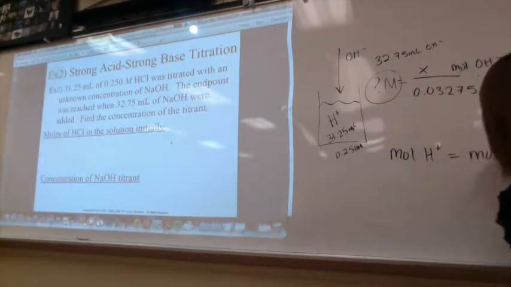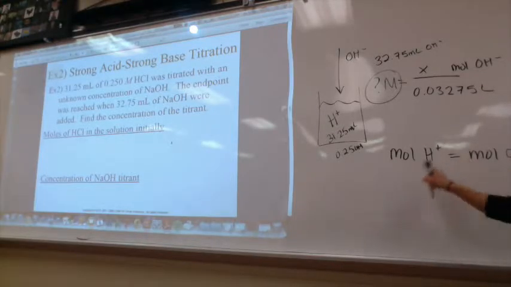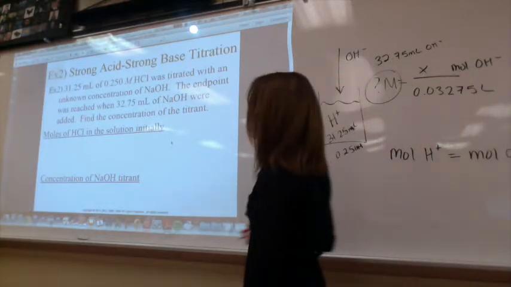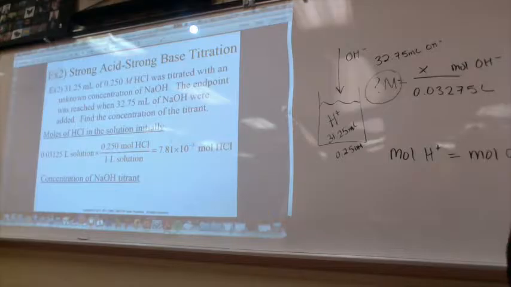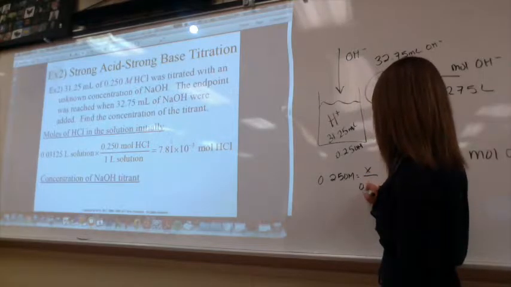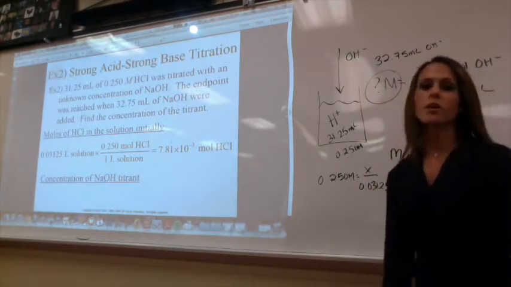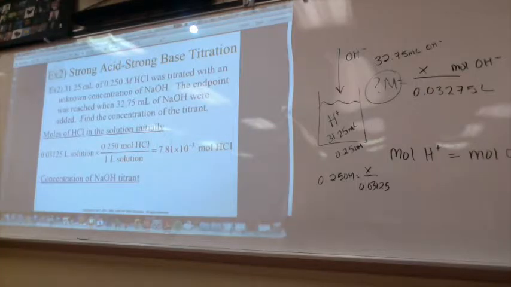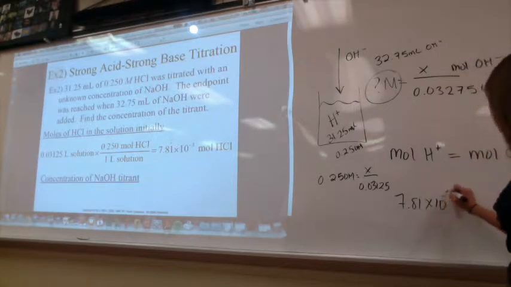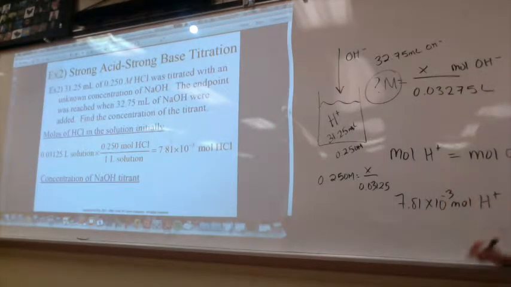Moles of H plus are equal to the moles of the OH minus. We don't know this, but we know this because we know it's in our beaker, don't we? So to find the moles of HCl initially there, you're just going to do a molarity calculation. You take 0.250 molar is equal to X over 0.03125, and you solve for moles. So you get 7.81 times 10 to the negative third moles of H plus that are originally in my beaker, which means that that's going to be exactly equal to the moles of OH minus in the beaker once it's been added in.